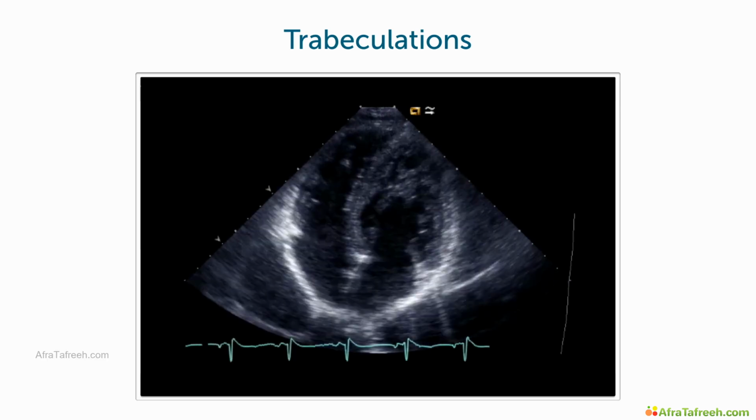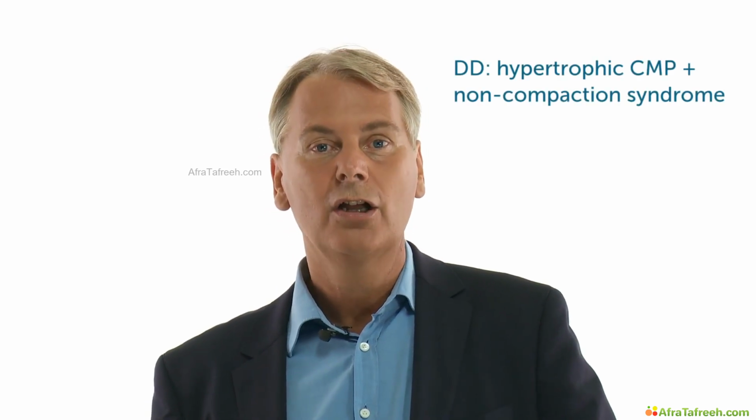frequently seen in patients who have hypertrophy and then dilate, but also, and this is the main issue, it can also be present in patients who have hypertrophic cardiomyopathy or what we call non-compaction syndrome. And this is one of the major differential diagnoses that we have to make in such a situation.